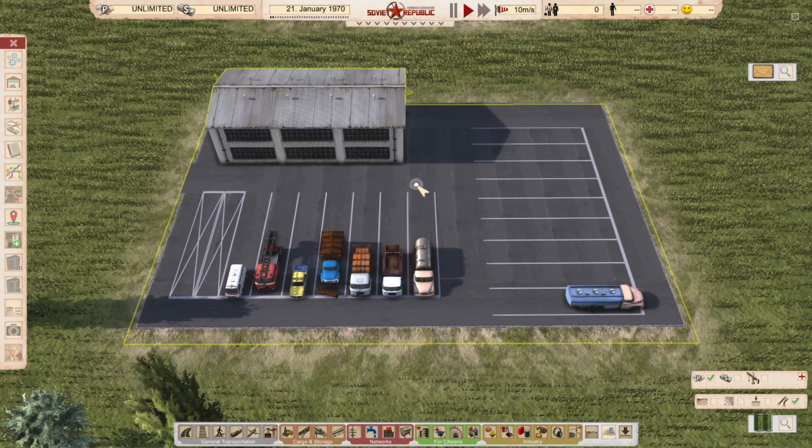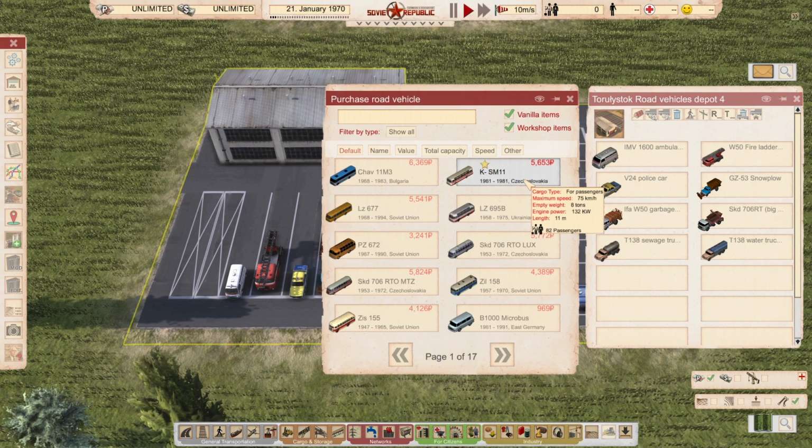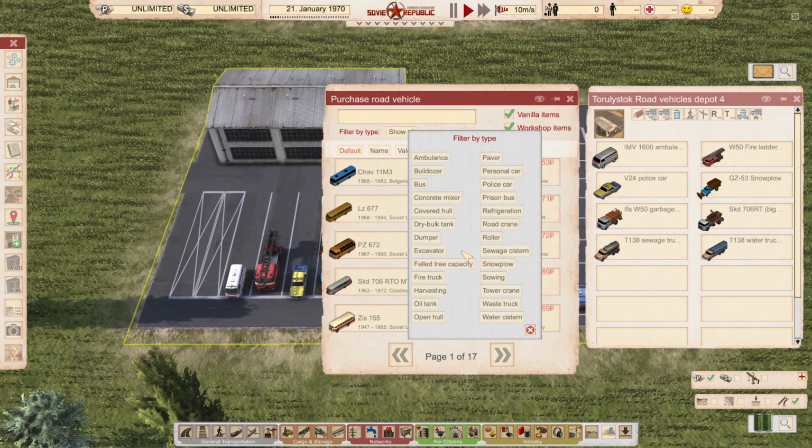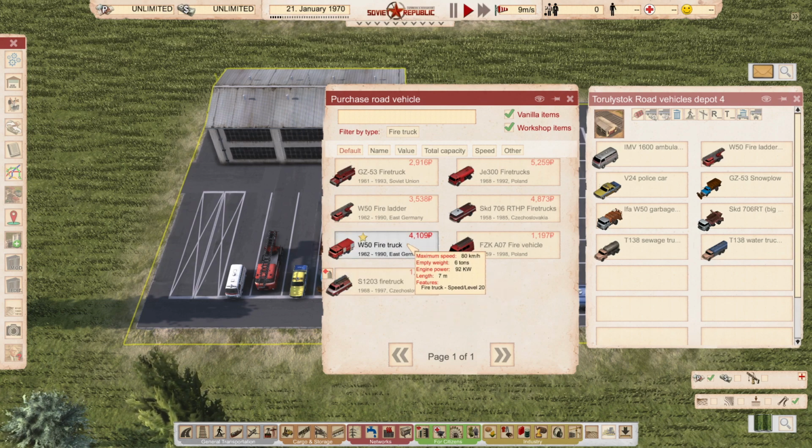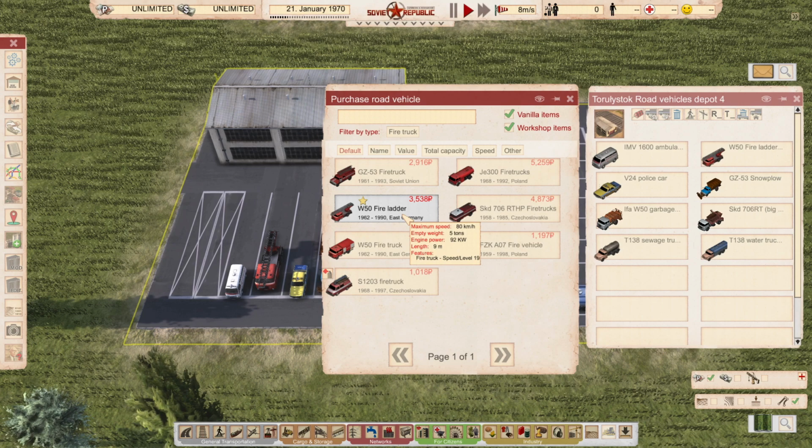Fire trucks, however, have a special stat, which if we come in here and look at fire trucks, you'll notice they have a fire truck speed level. What the fire truck speed level represents is the number of firefighters that this fire truck can transport from the fire station to a fire. It also determines the number of firefighters that can work inside a fire station.